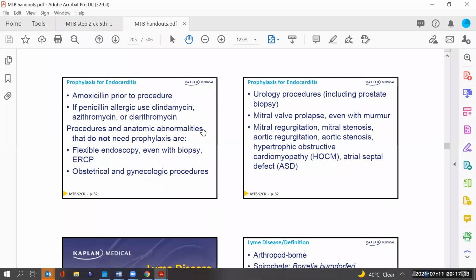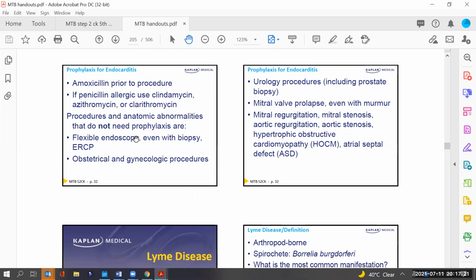Procedures and anatomic abnormalities that do not need prophylaxis are the following. This is again very important, when you are not going to give prophylaxis. If you are performing endoscopy on any patient, or any obs and gynae procedure, such as laparotomy, laparoscopy or hysterectomy, no need to give endocarditis prophylaxis. Any urological procedure, no need to give endocarditis prophylaxis.